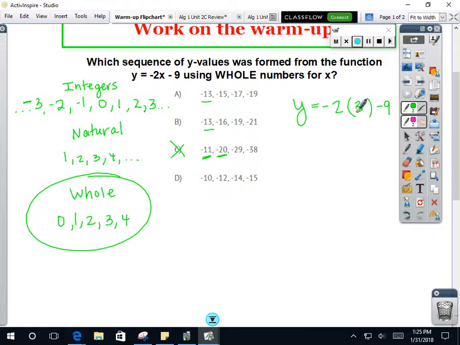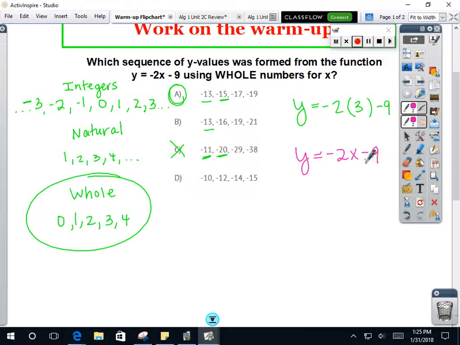Negative 2 times 3 is a negative 6, and a negative 6 minus 9 is a negative 15. And then if you plugged in a 4, it would become a negative 8 minus 9, which is negative 17. If you plug in a 5, it would become negative 10 minus 9, which is negative 19. So it's A. But now I'm going to show you another way you could have looked at this. Okay, so it's y equals negative 2x minus 9.